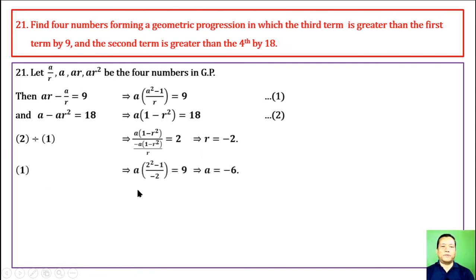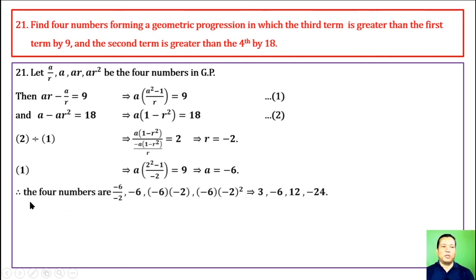Equation 1 gives a is equal to minus 6. Therefore, the four numbers are minus 6 by minus 2, minus 6 into minus 2, minus 6 into minus 2 whole square. That is 3, minus 6, 12, minus 24.